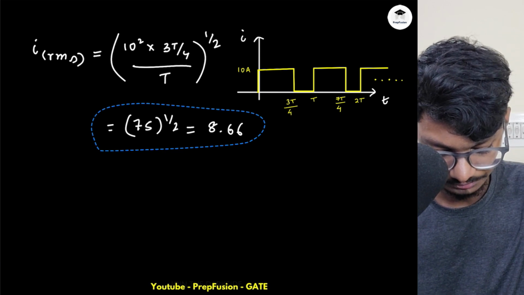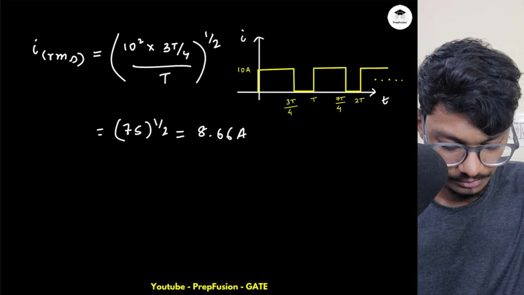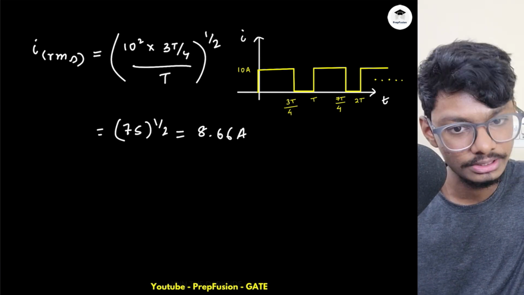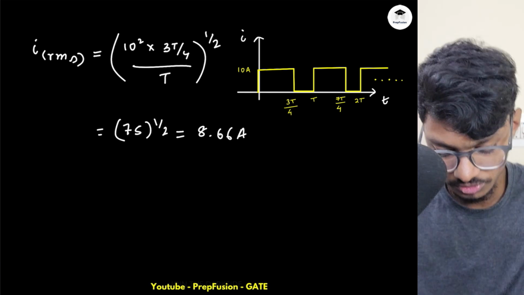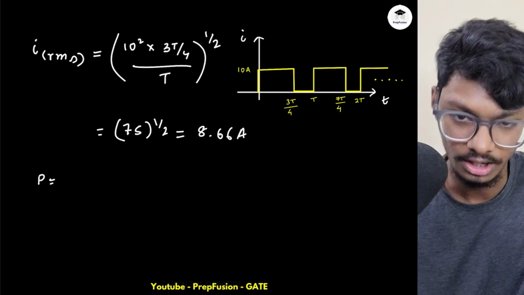8.66 amperes. Okay, so this will be the IRMS. So we have computed I average and IRMS. So I will just put those in the expression. I already know V on and R on.